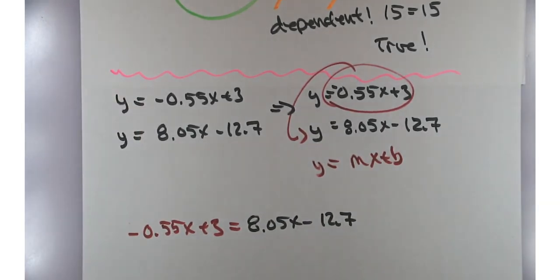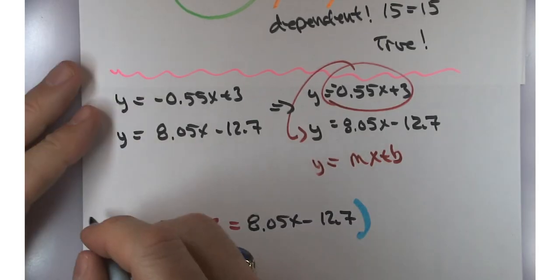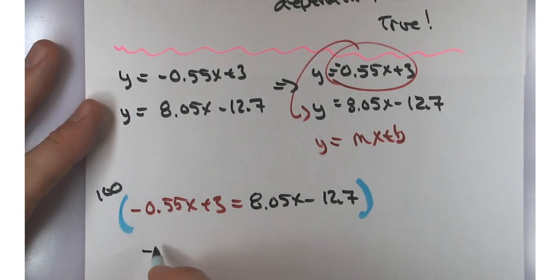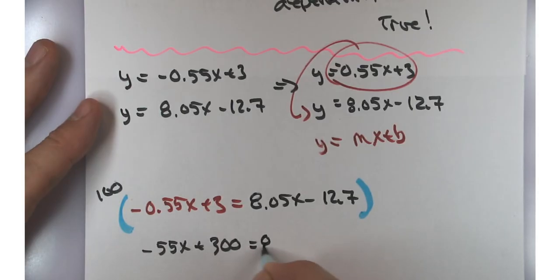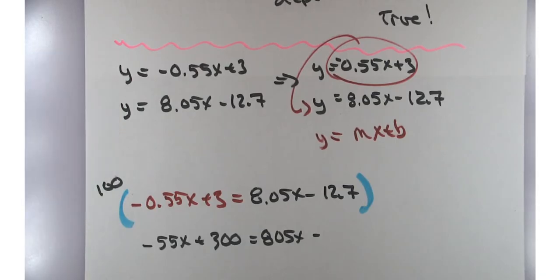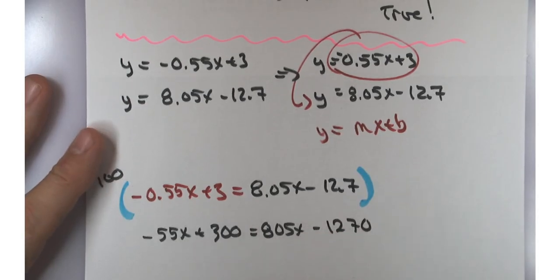Now, Kez is still underwhelmed with this problem because he doesn't really like decimals that much. So what can I do here to get rid of the decimals? Multiply by 100. Yeah, well done. So we're going to multiply by 100 this time. And we'll end up with negative 55x plus 300 equals 805x minus, what am I going to subtract? What's that last one? 1270. Well done.